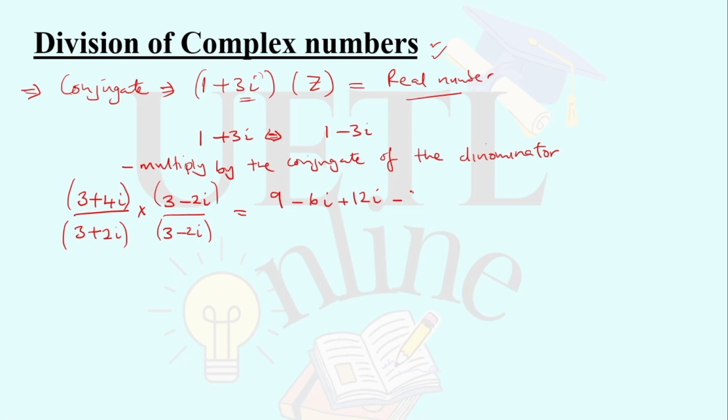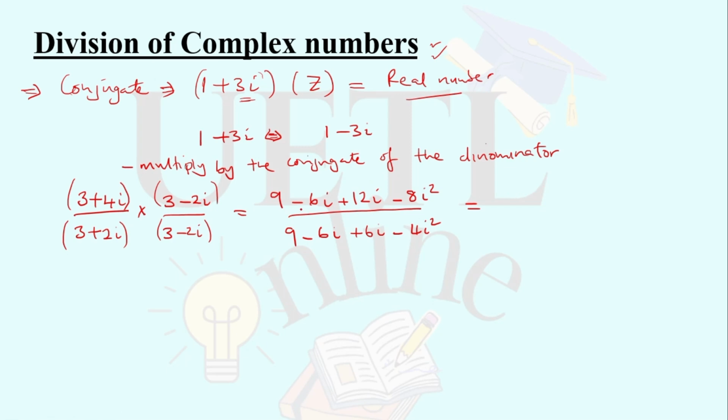minus 8i squared. Then for the denominator, if we multiply this, 3 times 3, you're going to get 9. 3 times minus 2i, we're going to get minus 6i. Then here, 2i times 3, we're going to get plus 6i. Then here, minus 2i times 2i, we're going to get minus 4i squared.